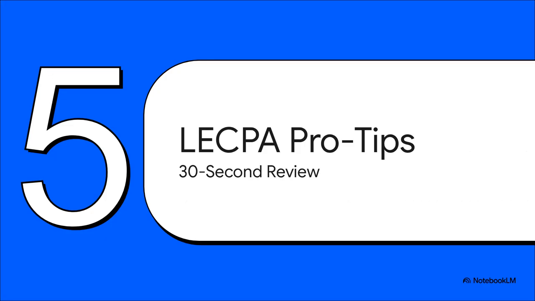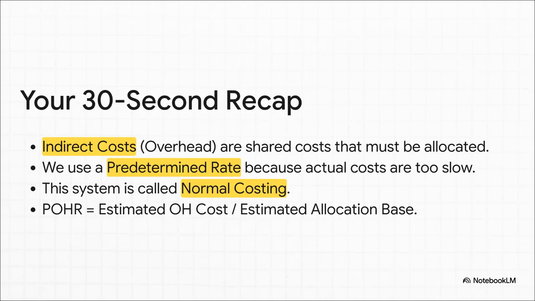Okay, you got the concept. Now let's shift gears and lock this in for exam day. This is the stuff that helps you answer questions fast when you're under pressure. Your study hacks are right here. Here we go. Rapid fire review. First, overhead costs are shared, so we have to allocate them. Second, we can't wait for actual costs. It's too slow to make decisions, so we use an estimated rate, or POHR. Third, this whole system is called normal costing. And fourth, the formula you must know, estimated overhead divided by estimated base.